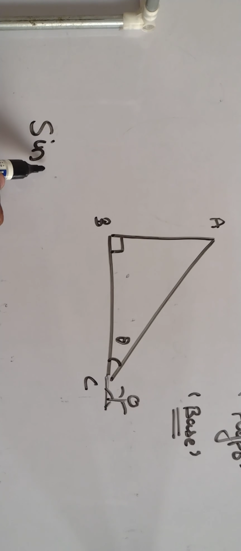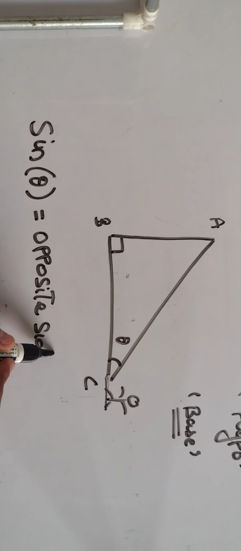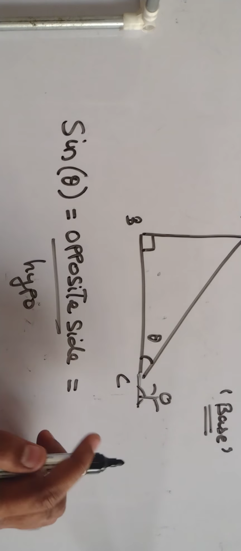This angle. So sine theta is nothing but opposite side upon hypotenuse. Are you following it? So what is the opposite side here? See, what is the opposite side here? For example, this is you.